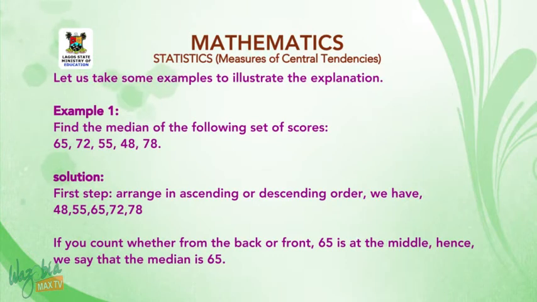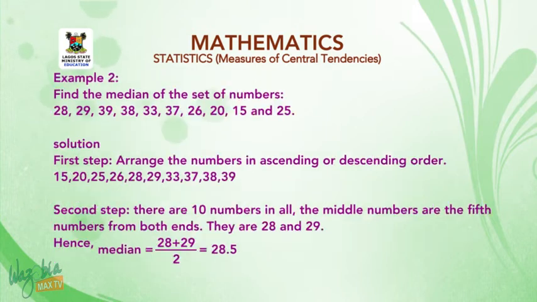Example 1. Find the median of the following set of scores: 65, 72, 55, 48, and 78. Going by the steps, arrange them in ascending or descending order. Arranging in ascending order, I have 48, 55, 65, 72, and 78. From either end, if you count, you realize that 65 is at the middle. Hence, the median is 65.